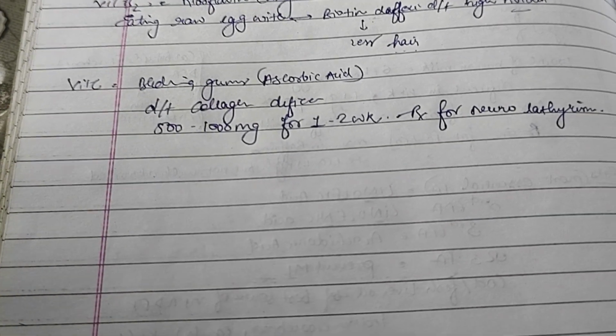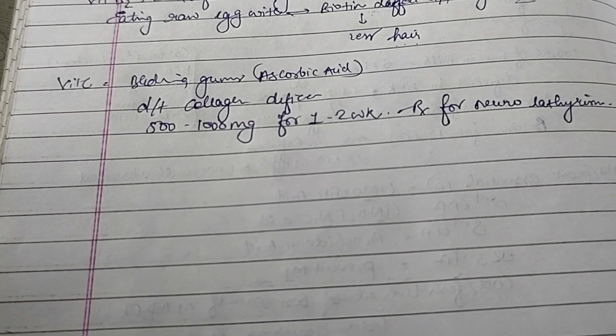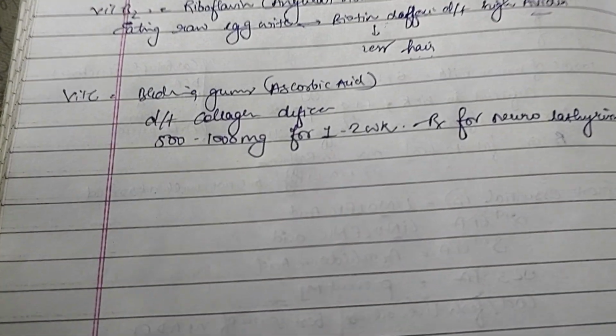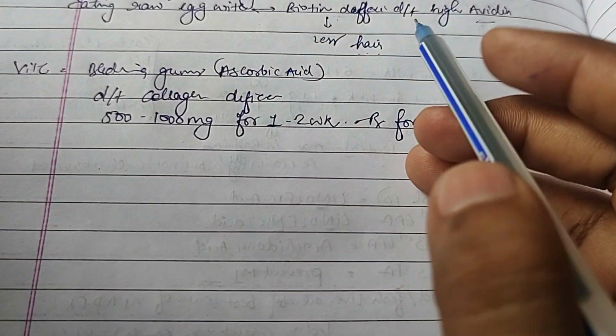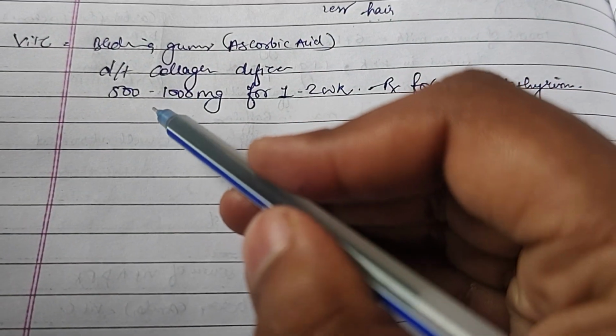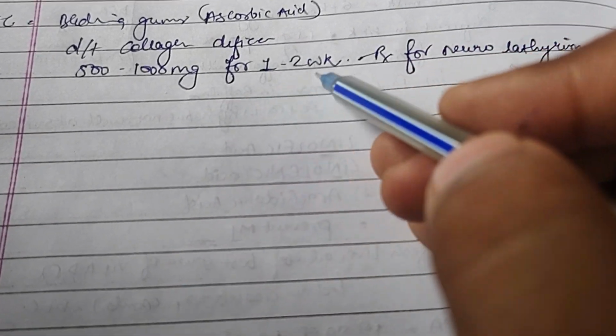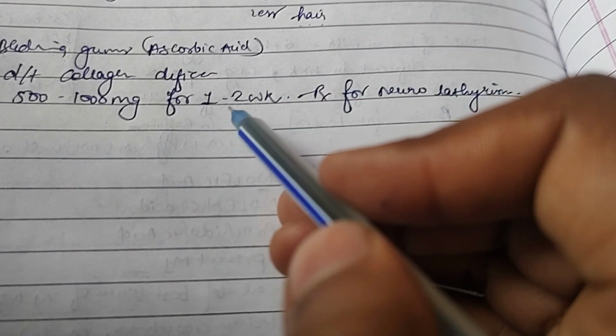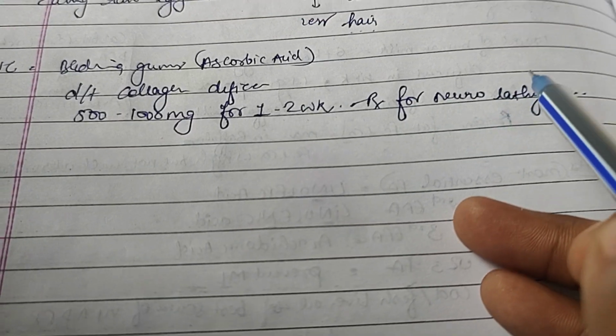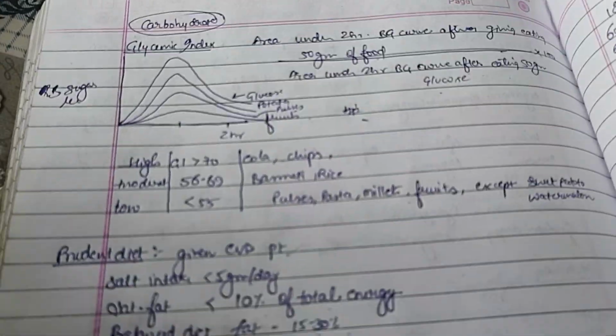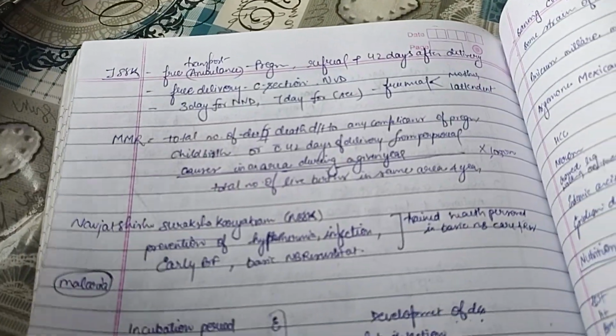Vitamin C deficiency causes bleeding gums because of deficient collagen synthesis. It can be used for treatment of methemoglobinemia, in which we give 500 to 1000 milligram for 1 to 2 weeks. This is all about it.